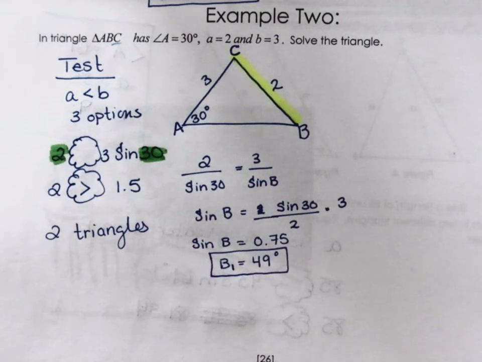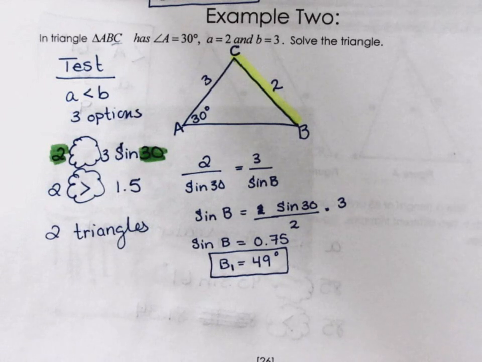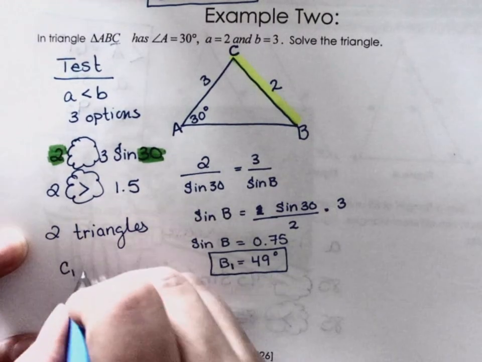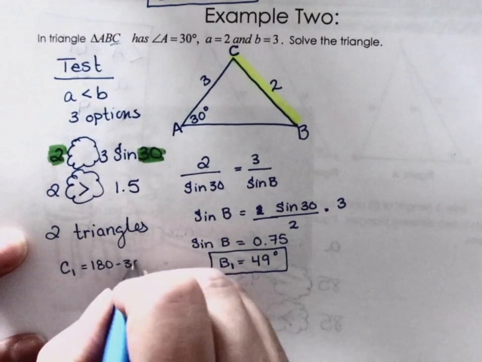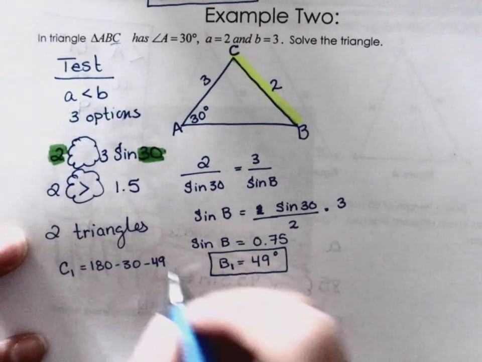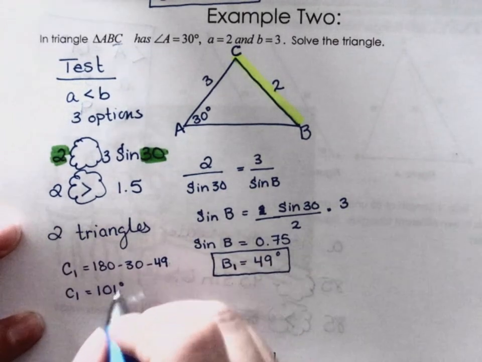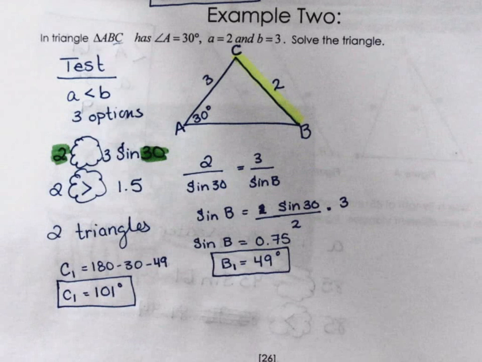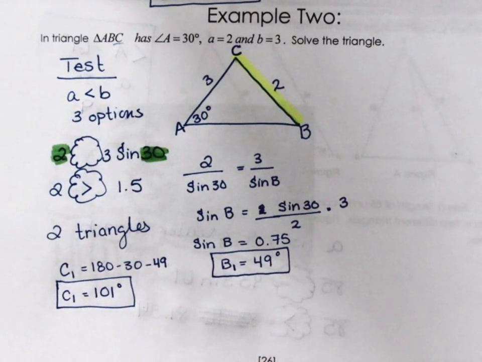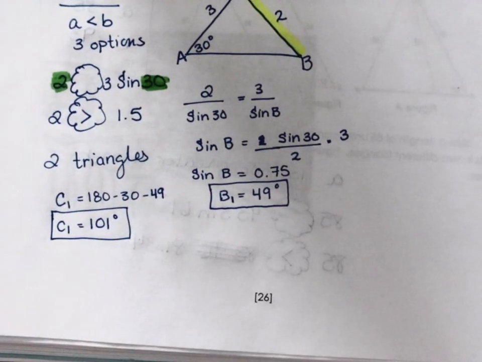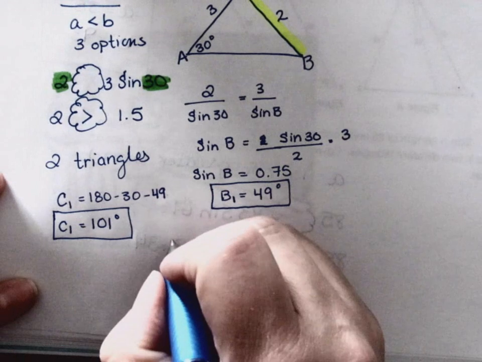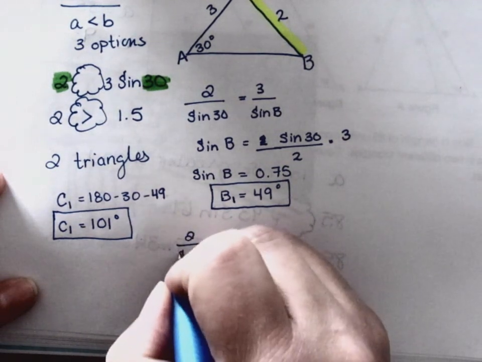Ladies and gentlemen, you are going to have math everywhere on your page. So I need you to do me a favor and box in your answers, label them, keep them as neat as possible because it gets a little much. So C1 is going to be 180 minus 30 minus 49. So 101. Again, that's one of my answers. And then the last piece of information I have to find is side C. So we go back and we do the sine law again. So I always start off with the set that was given.